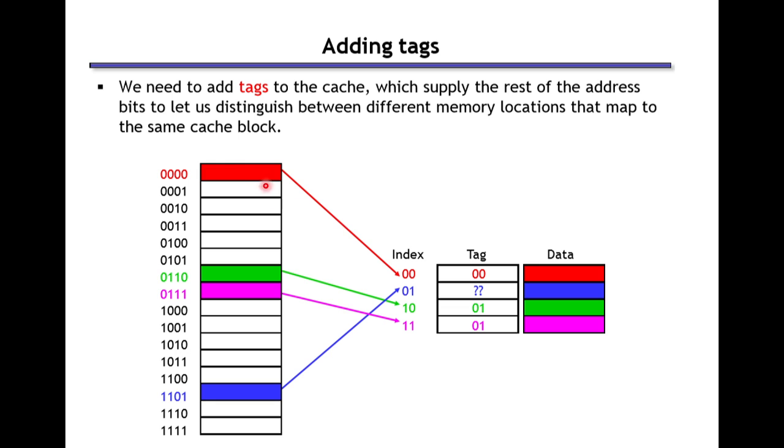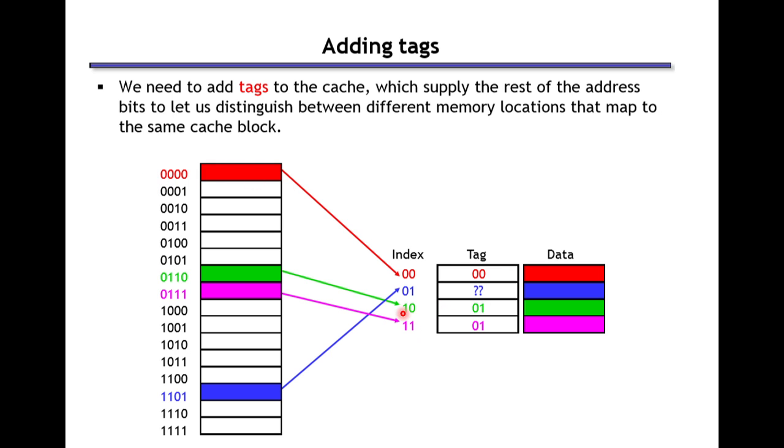For example, if you see here, we have an index of the cache, so the lower order bits of the memory, like 00, 01, 10, 11. So this is an index, and this is the tag side. If you observe here, first block 00, so the upper bits of the memory address are used as a tag here.